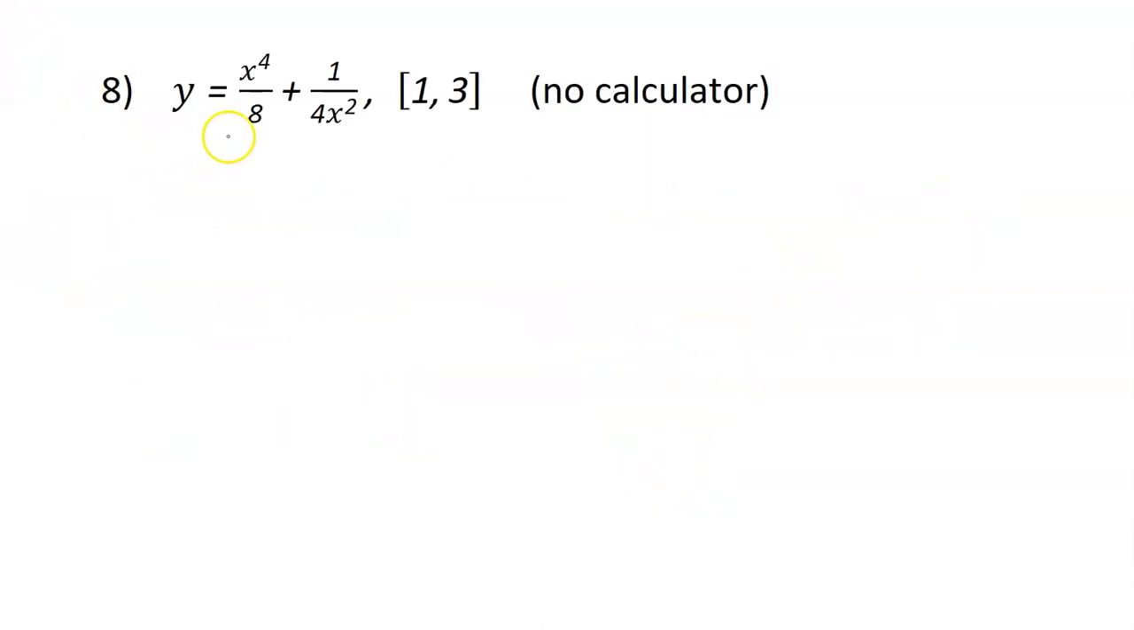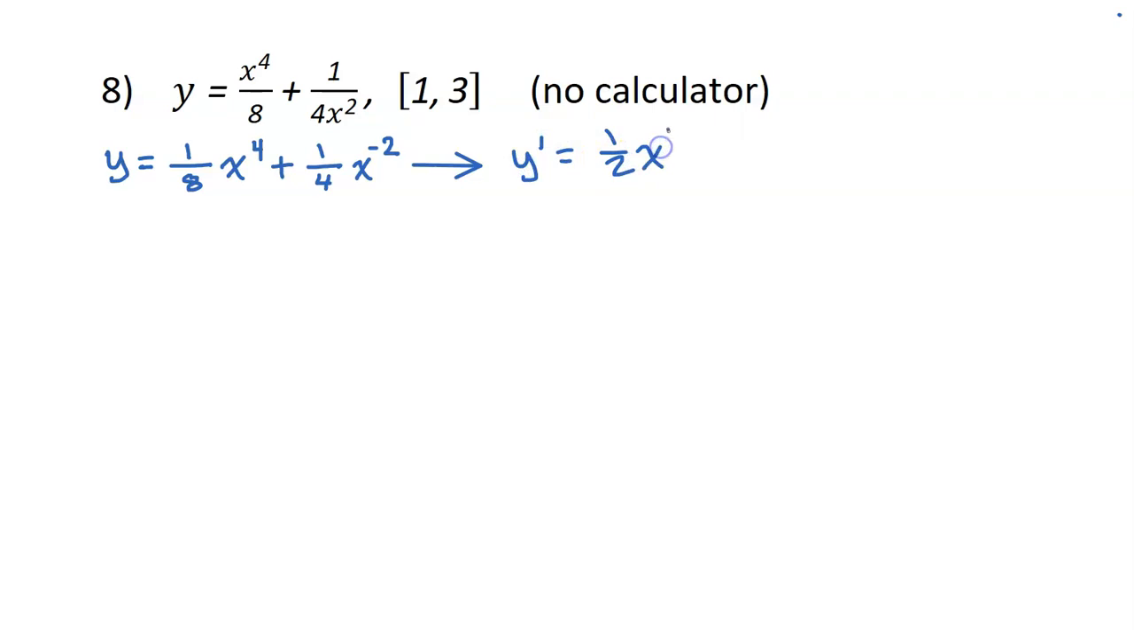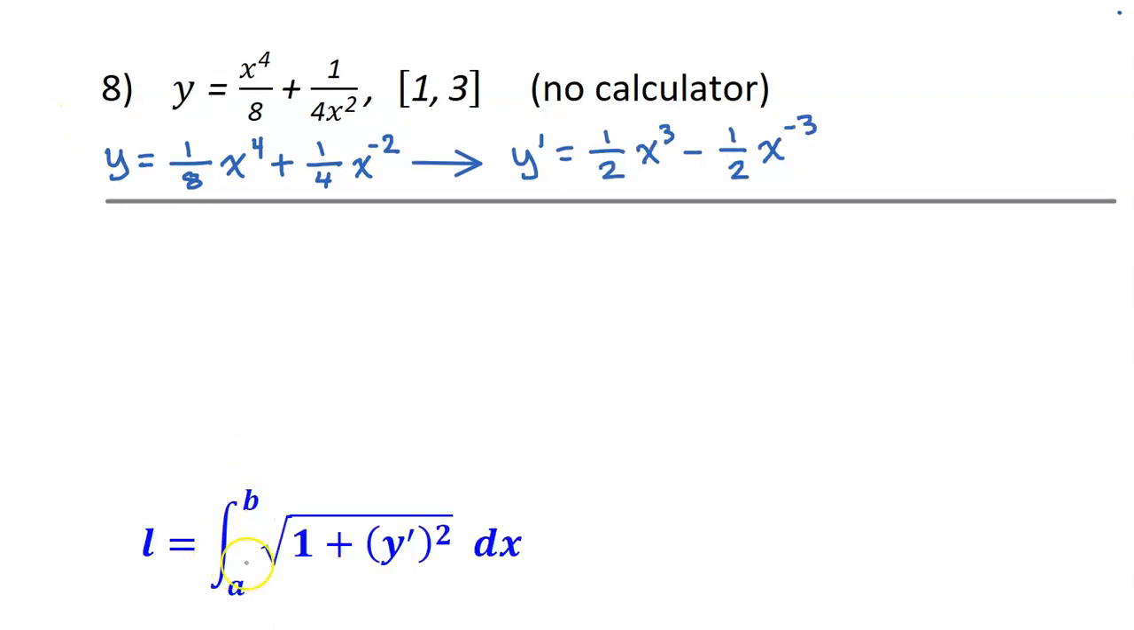Let's rewrite number 8 a little bit to make it easier to take the derivative. Now, if we take the derivative term by term, we get y prime is equal to 1/2 x to the third power minus 1/2 x to the negative 3 power. Here is the arc length formula that we are trying to set up. But let's start by setting up just the part under the radical.